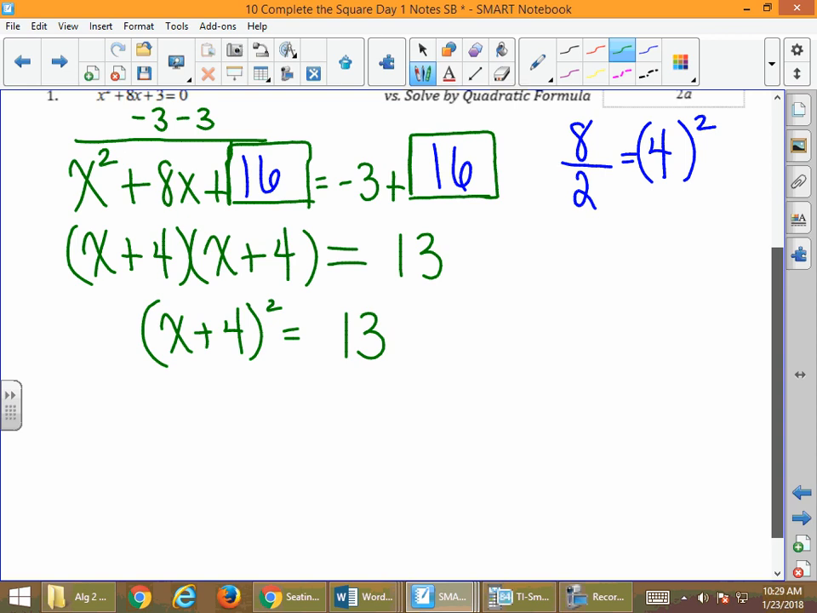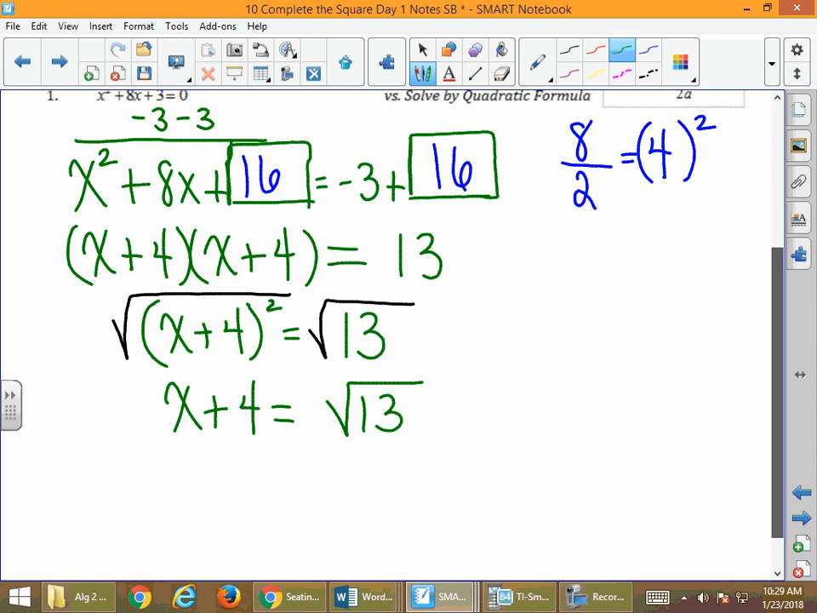Find the square roots. The inverse operation of squaring is square rooting. Squaring and square root cancel each other out. So if we square root the left side of the equation, we need to square root the right side of the equation. So we end up with x plus 4. Over here, we've got the square root of 13, but we need one more little piece. We need to remember that positive times positive is positive, and negative times negative is still positive. So this is going to be plus or minus square root of 13.